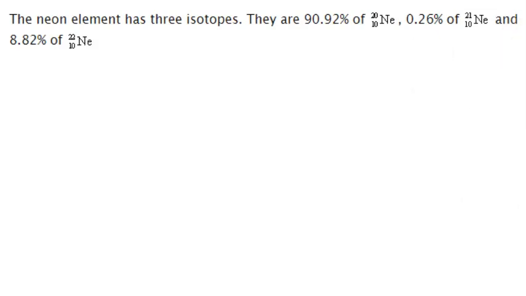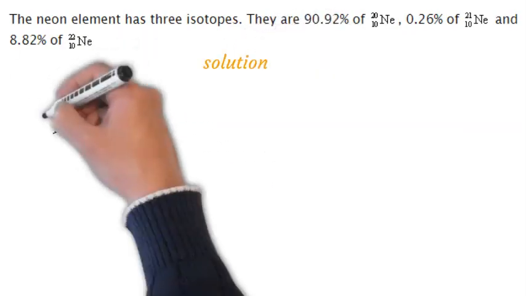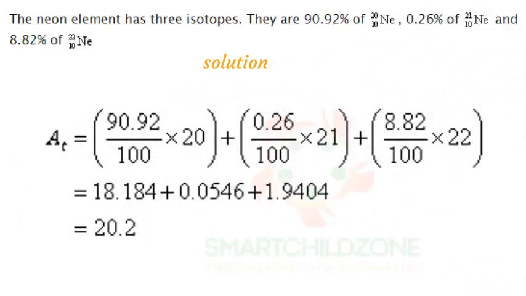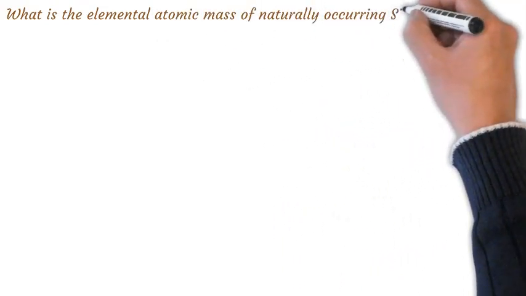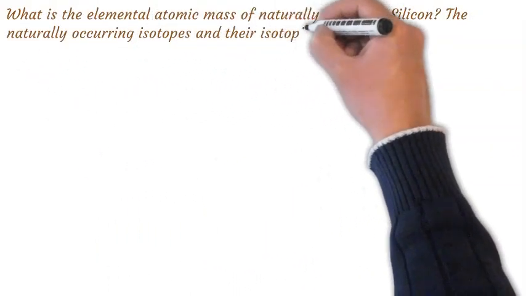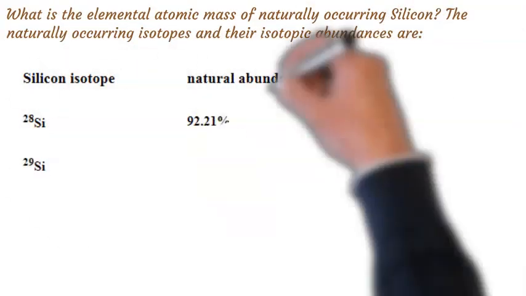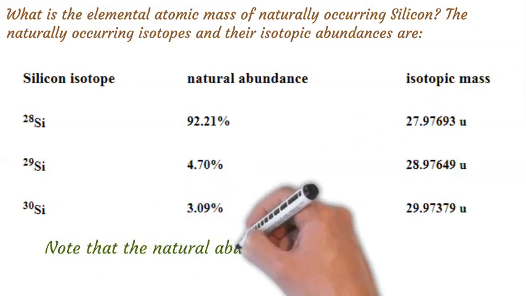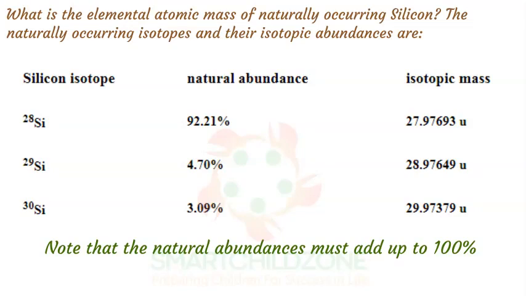The neon element has 3 isotopes. They are 90.92%, 0.26%, and 8.82%. Find its relative atomic mass. What is the elemental atomic mass of naturally occurring silicon? The naturally occurring isotopes and their isotopic abundances are as follows. Note that the natural abundances must add up to 100%.